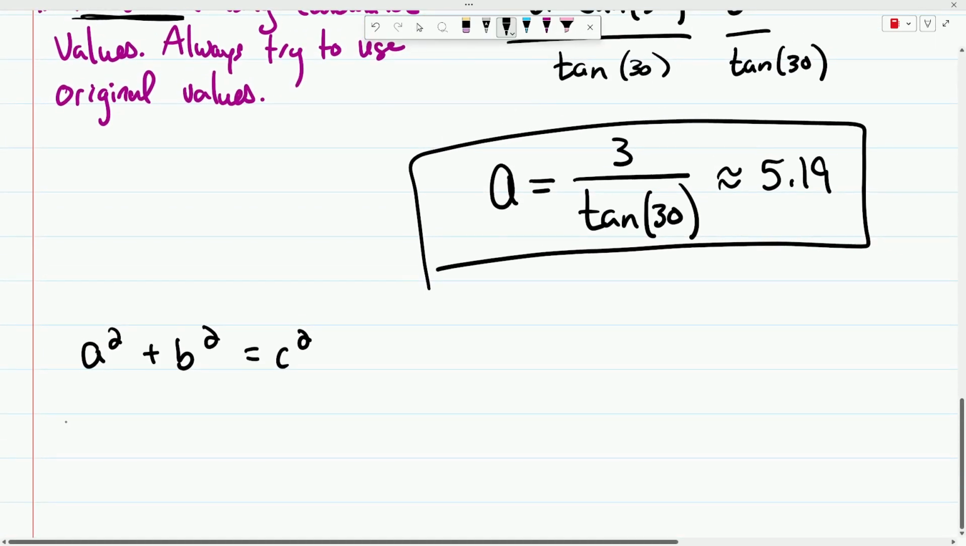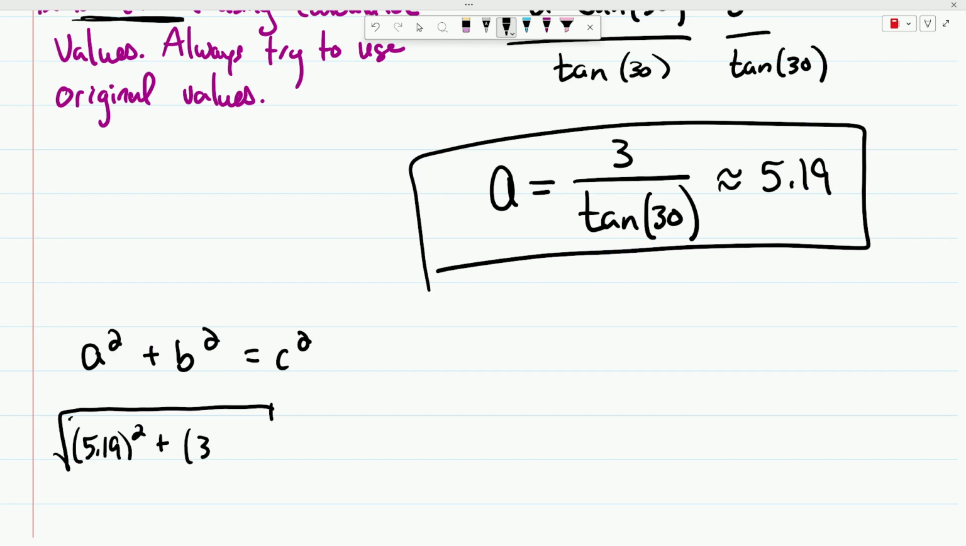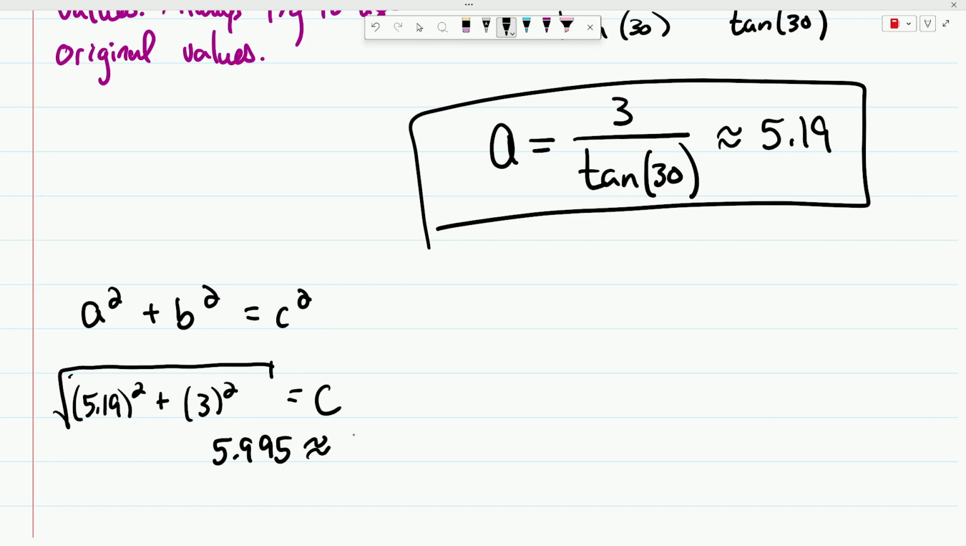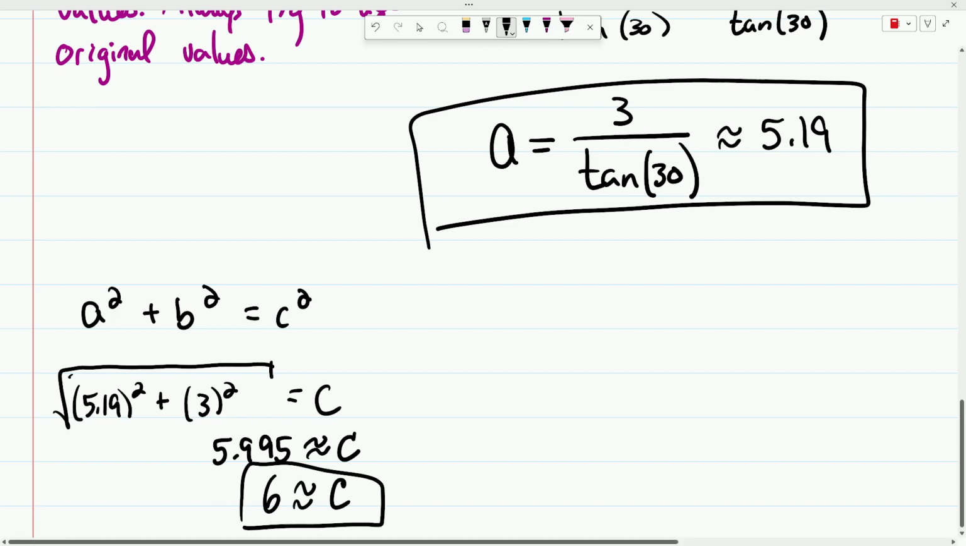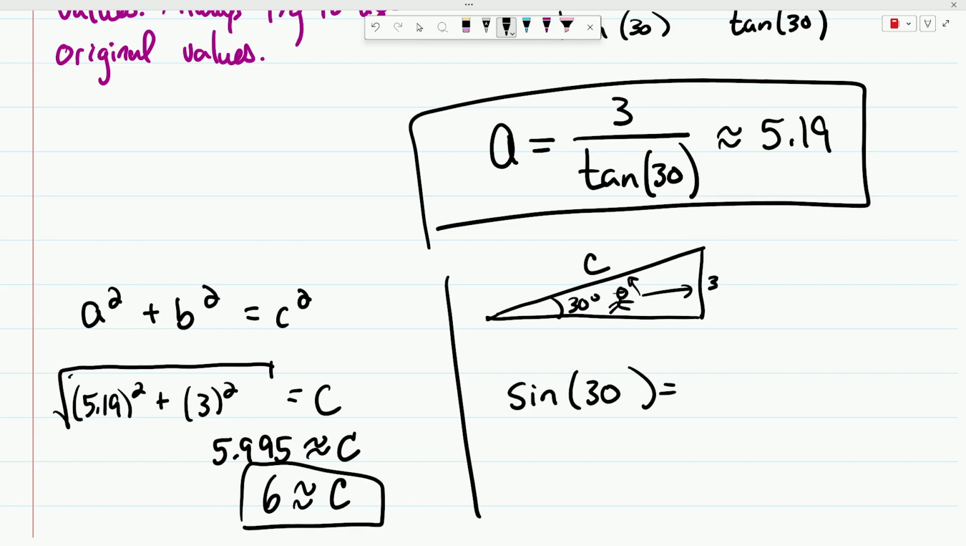If we use the Pythagorean theorem, basically we're going to have the square root of 5.19 squared plus 3 squared equals c. When you type that into your calculator, you're going to end up getting 5.995, which is approximately c. I would probably just round that to 6. The foolproof way is to do it like this. We know this angle was 30 degrees. We know this was 3. We're trying to find c. Remember, if you're standing at the angle, where theta is, this is opposite over hypotenuse. If you remember, that is sine. So, sine of 30 equals 3 over c.